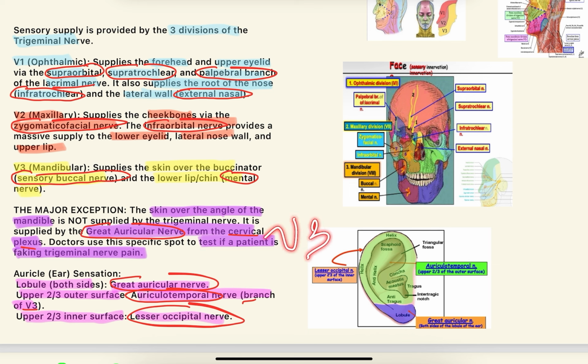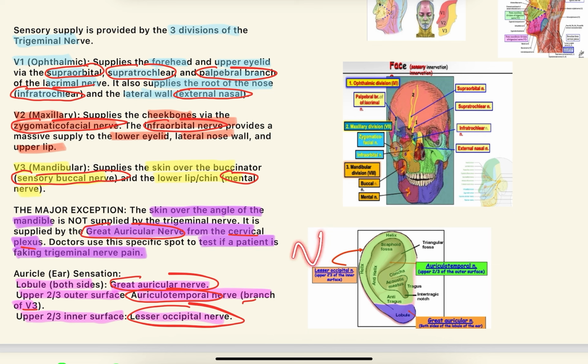Then for the mandibular, V3, it will supply the skin over the buccinator by what? The skin over the buccinator. So remember from the picture, the buccinator muscle was almost in this area here. It will supply it by the sensory buccal nerve. So the buccal nerve is sensory. And then it will supply the lower lip and the chin area by the mental nerve.